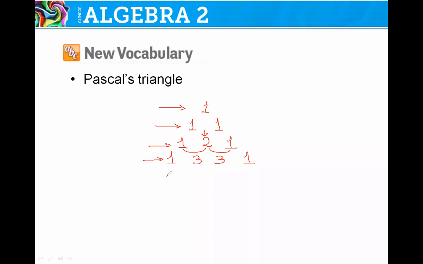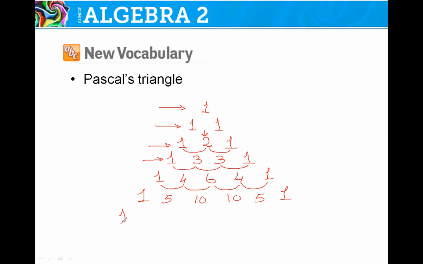After that, I write 1 here and 1 here, and start to add. 1 plus 3 equals 4, 3 plus 3 equals 6, and 3 plus 1 equals 4. After that, I write 1 and 1. Then 1 plus 4 equals 5, 4 plus 6 equals 10, 6 plus 4 equals 10, and 4 plus 1 equals 5. We can stop here.